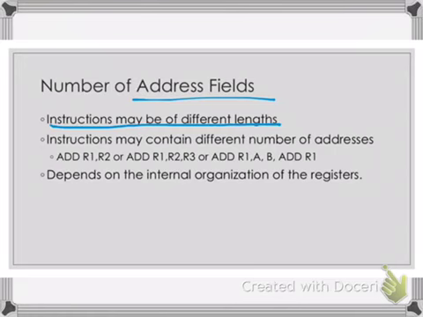As you can see in this example, you have two register addresses, here you have three register addresses, here you have one register and two memory addresses, and the last one has only one register address. Each of these instructions has a different length because the number of addresses is different. Also, the type of addresses is different. Some are register addresses, which require fewer bits, and others are memory addresses, which require more bits.